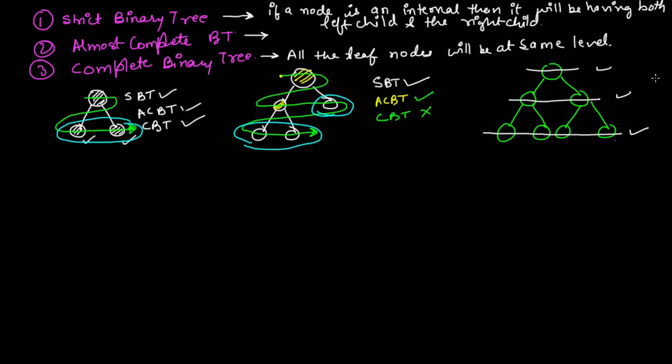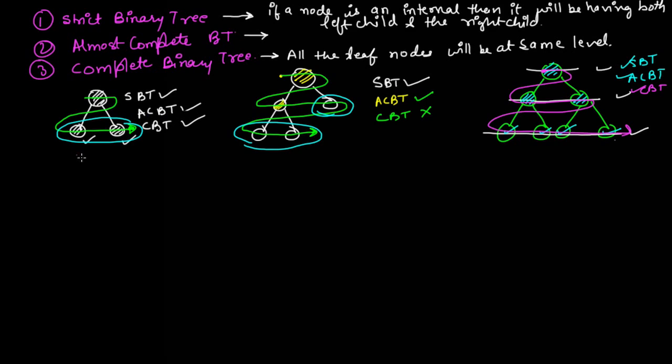Correct? Now this last example which we took, this is also a strict binary tree. Why? Because every node which is having a child is having a left child and a right child. This node is having a child, it is having a left child and a right child. This node is having a child, this is having a left child and a right child. Therefore, this is also a strict binary tree. This is also an almost complete binary tree. Why? Because if we fill the levels, then these nodes are filled in this level, in this case, like this. Okay, and this is also a complete binary tree.